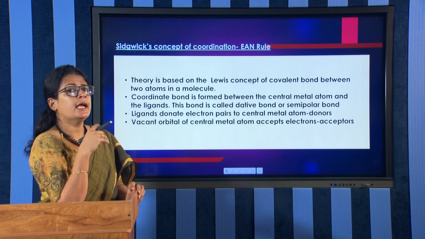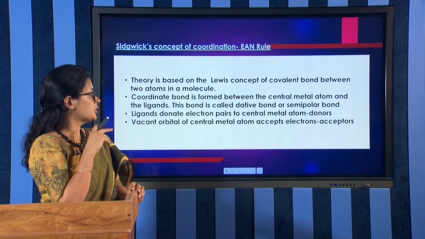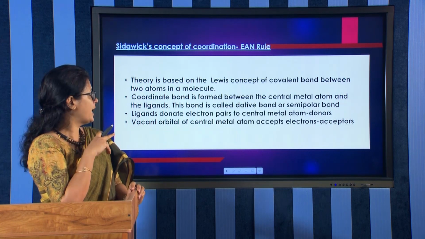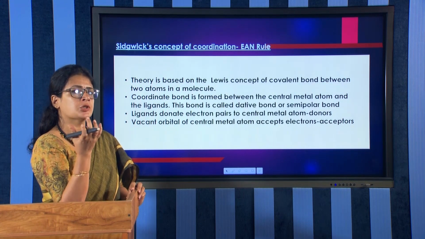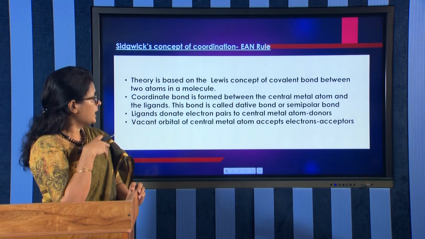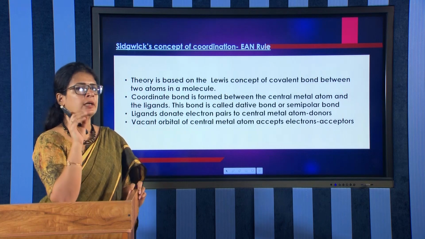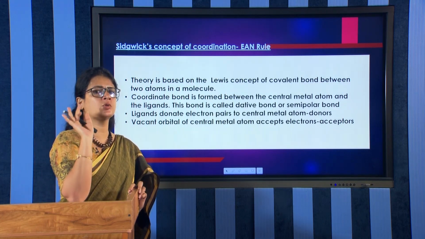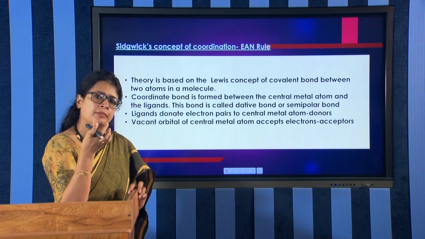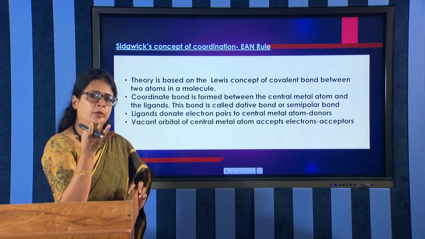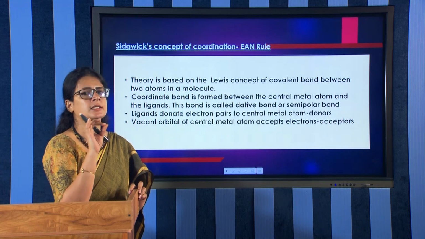And here the ligands donate electrons. Ligands will be donating electrons to the central metal atom. So, ligands will be electron donors and the central metal atom will be the electron acceptor. The vacant orbital of the central metal atom accepts these electrons. Ligands donate a pair of electrons, and for accepting these electrons, vacant orbitals should be there in the central metal atom.